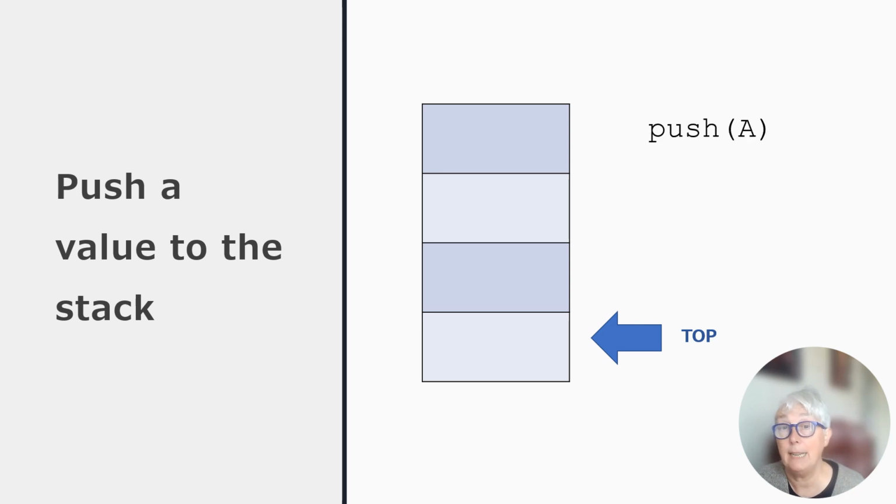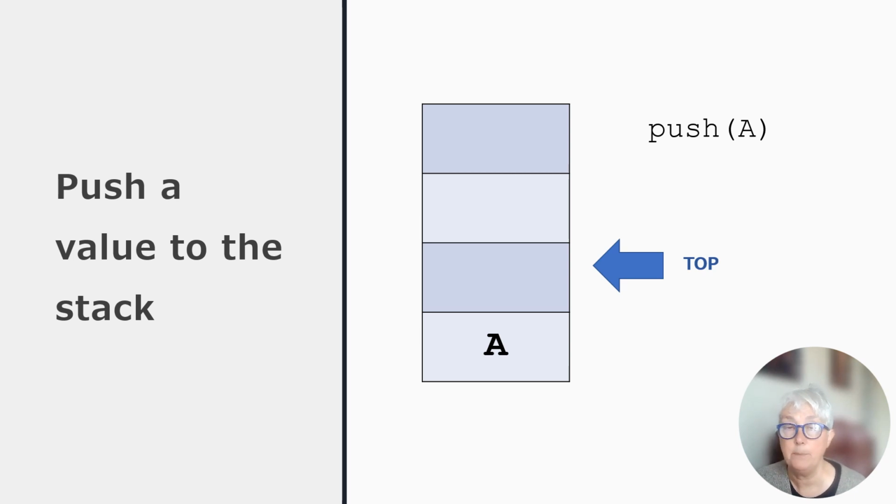So let's imagine that we want to carry out this command, push A. We're going to push the letter A onto the stack. So A goes into the location where the top of the stack is, and the top of the stack moves up by 1. So it moves to the next data location. So the stack now has 1 item in it, and the top of the stack is pointing to the empty space where we can add new data.